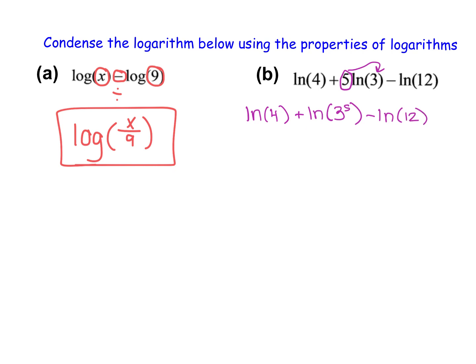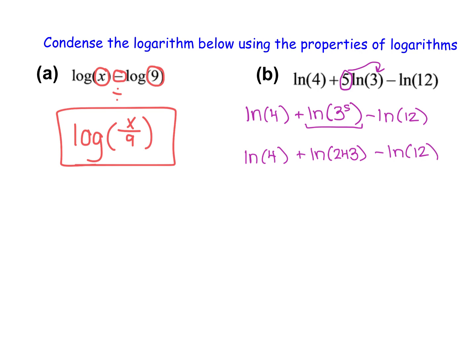Now, when I take a look at this, I like to evaluate any numbers that I see right away. So I have 3 to the power of 5, which is 243. So I have natural log of 4 plus the natural log of 243 minus the natural log of 12.